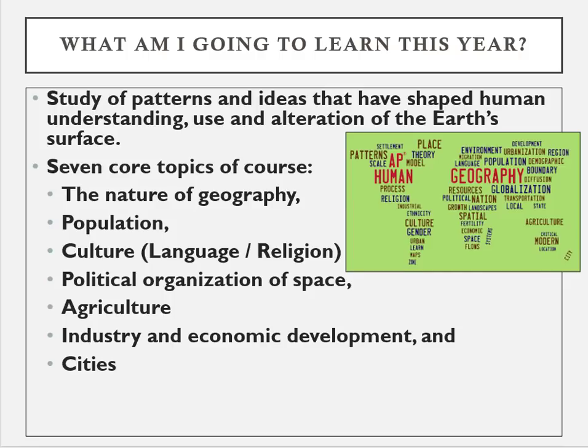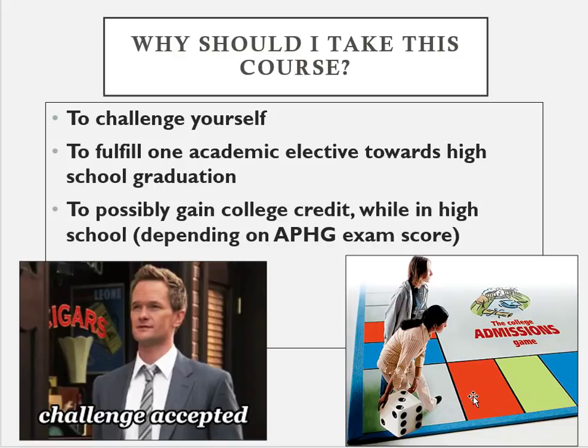Politics, how people organize themselves with government systems. Agriculture, how food has impacted humans. Industry and economic development, how people have been able to develop economically, increase their productivity through industry, and also how they have developed cities and our urban geography. So those are the focus of the main topics we cover. There's a few other chapters within that go along with those topics.